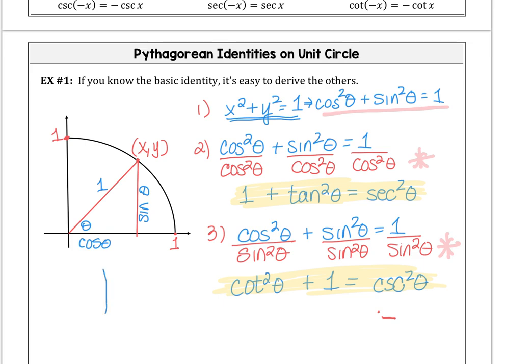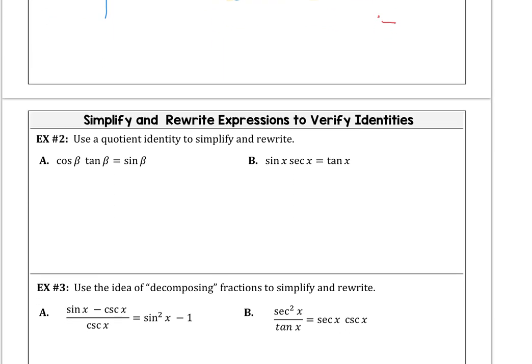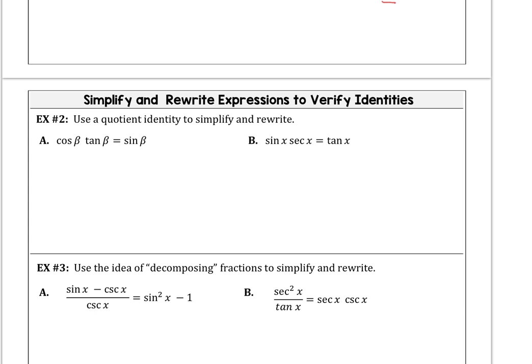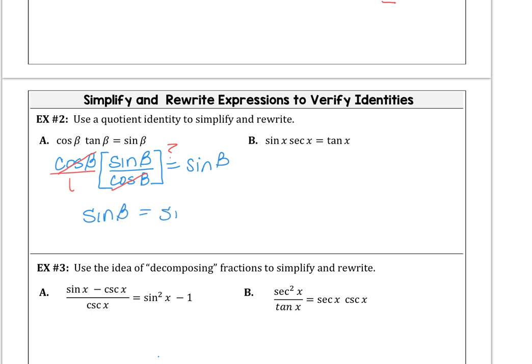Let's move on to example 2. We want to use a quotient identity to simplify and rewrite each of the terms. So using cosine, we can turn tangent into sine divided by cosine. And we want to see, does that really equal the sine of beta? Checking that, cosine in the numerator divided by cosine in the denominator definitely proves that sine of beta is equal to itself. So cosine times tangent definitely equals sine.